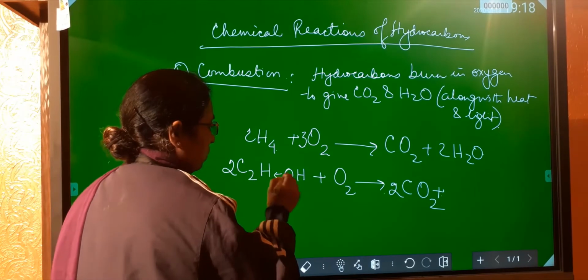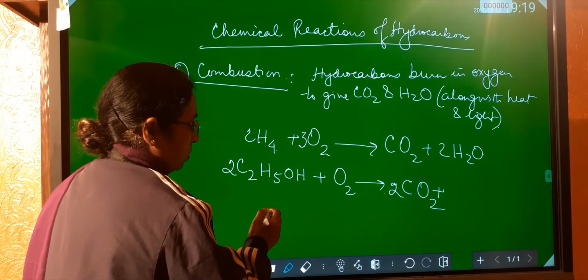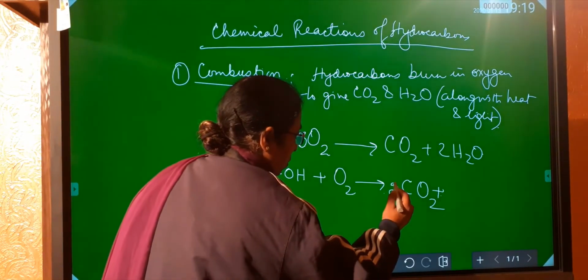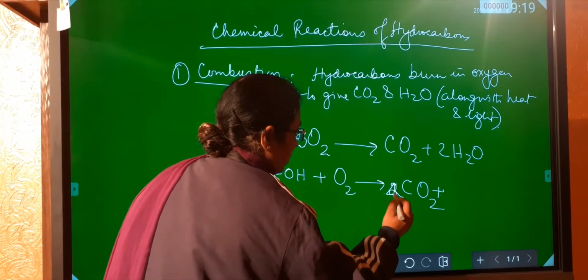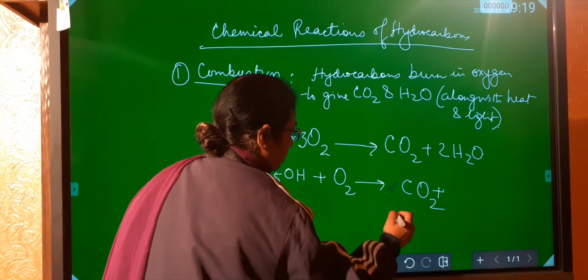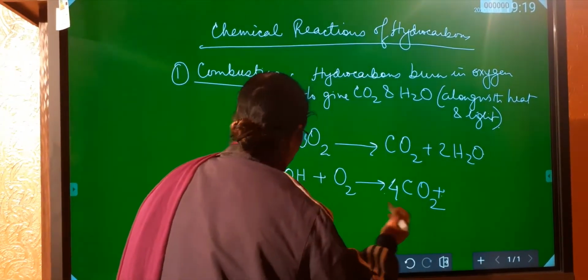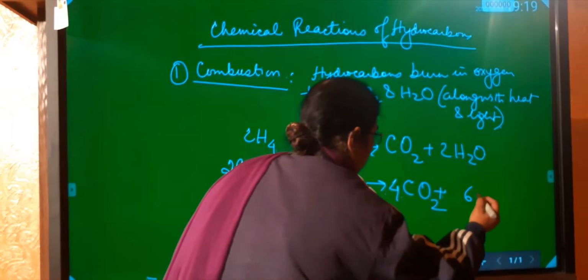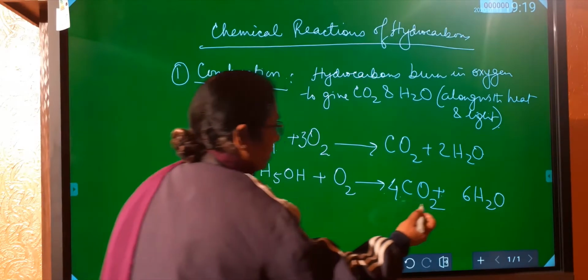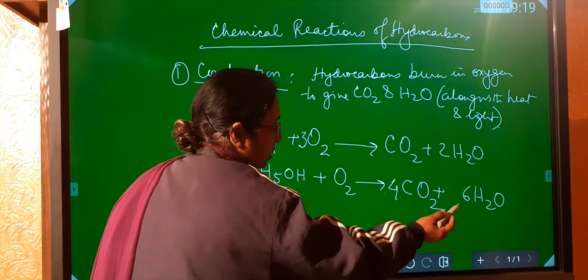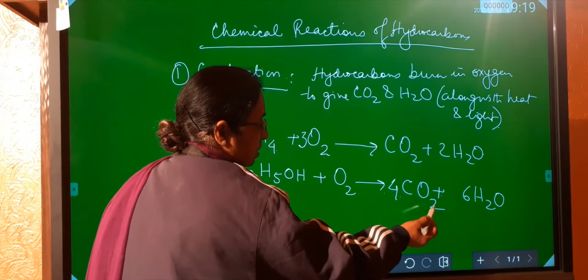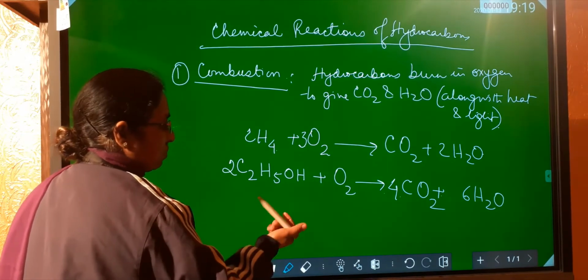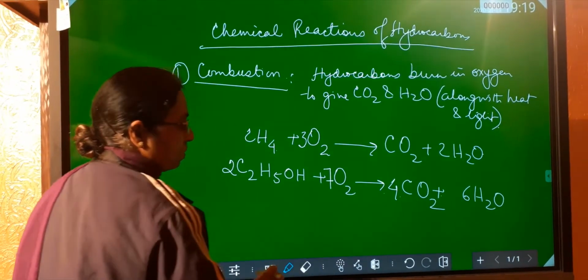To balance this, you will have to make it an even number. So this will become CO2 and H2O. This will become 4 carbon over here, and this is 5 2s are 10 plus 2, 12. So this is 6 H2O, and now how many oxygen do we have? We have 6 plus 8, that is 14 oxygen. So we can write 7 O2 over here.